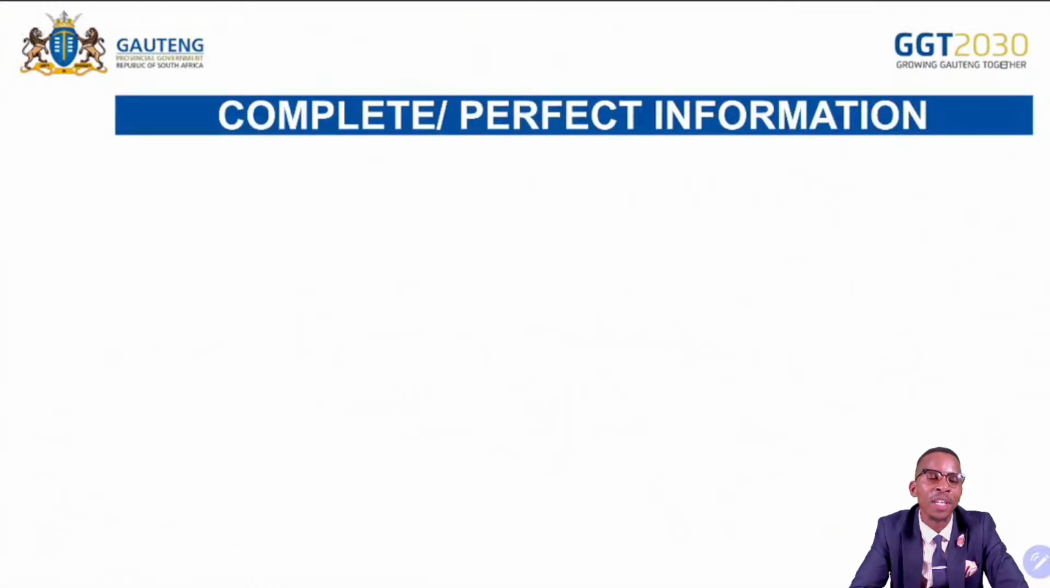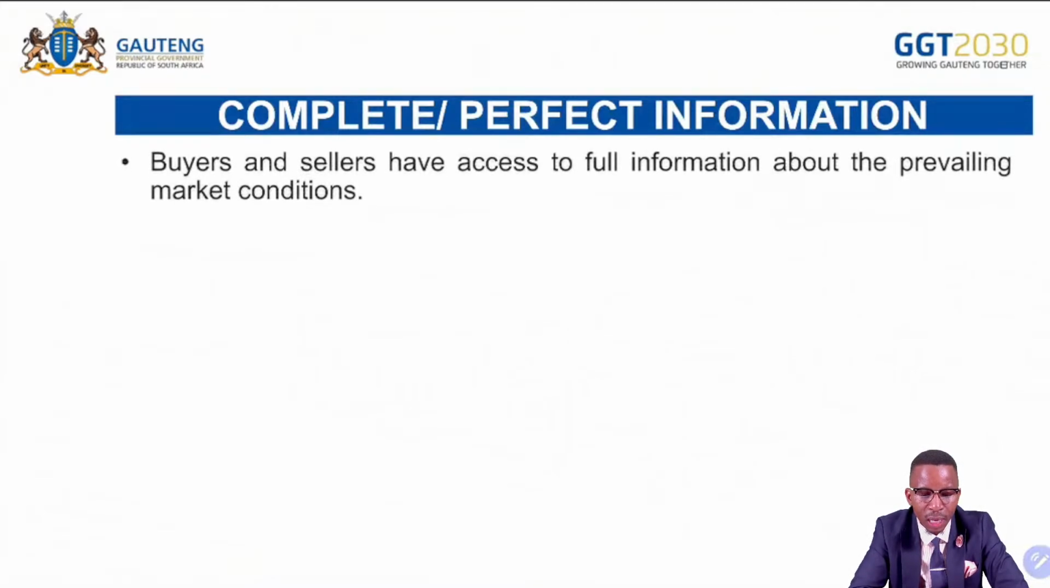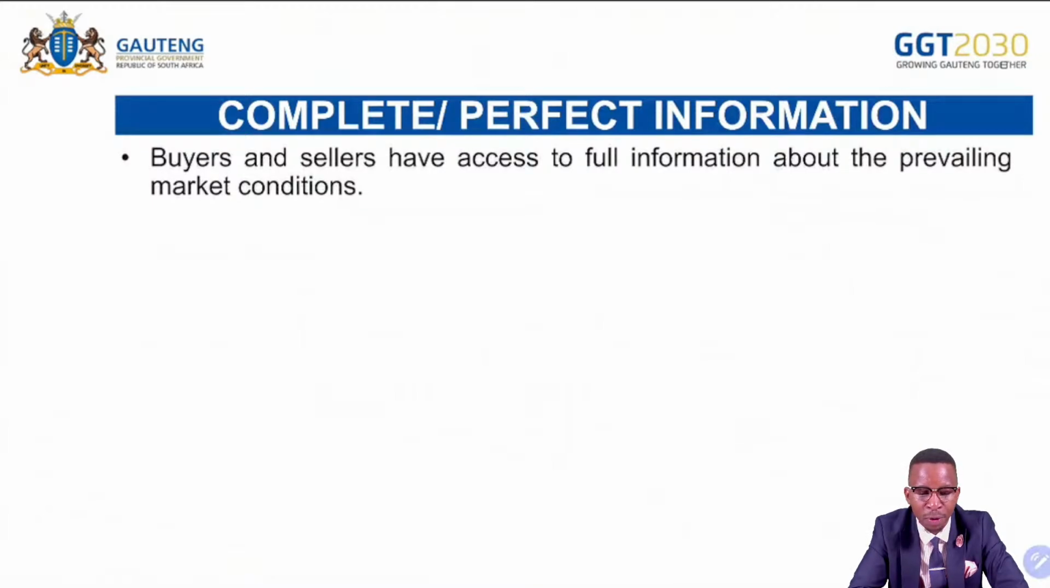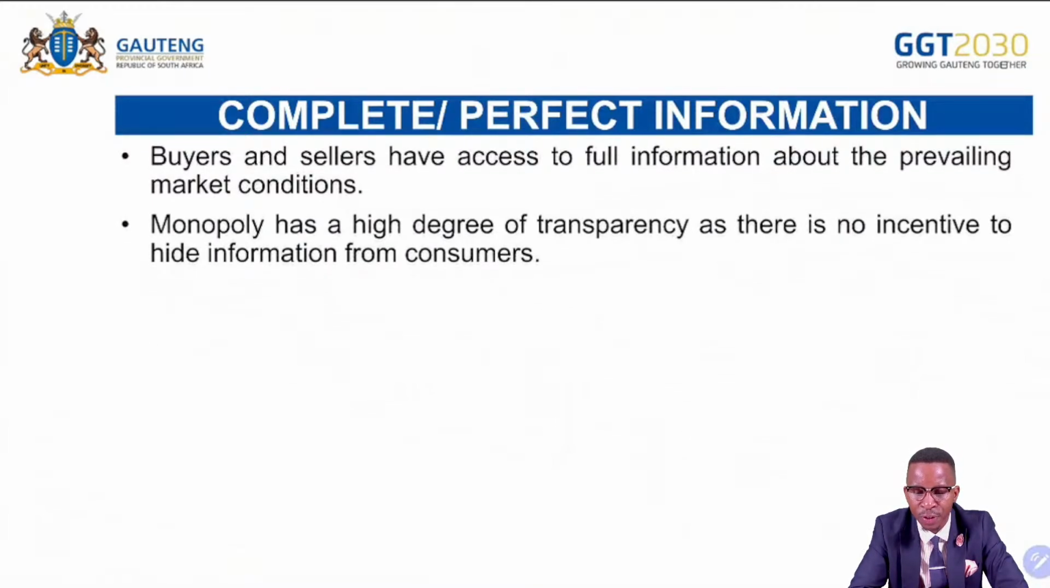Complete market information. Under the monopoly, there is complete market information. The market information is totally complete because the firm does not have any incentive to hide information, because it is highly protected by the law. Other firms are restricted from entering the market by barriers to entry. So hiding information does not bring any profit. Instead, it would result in consumers not being able to discover relevant information about the pricing and the product itself. Buyers and sellers have access to full information about the prevailing market condition. Monopoly has a high degree of transparency as there is no incentive to hide information from consumers.